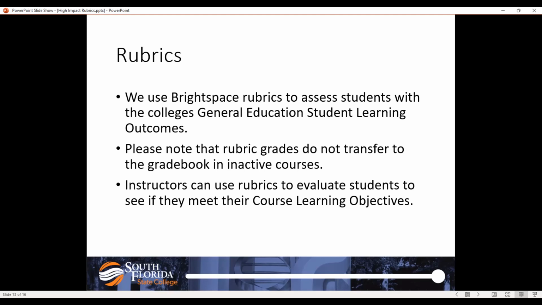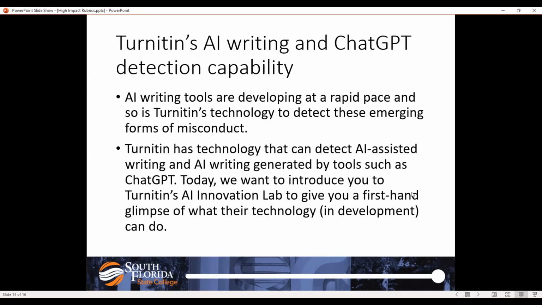And then I have another little subject that's kind of off topic, but it's in the news. Let me go and see this, Turnitin. AI writing and ChatGPT, they're developing detection capabilities. As AI writing tools are developing at a rapid pace, so is Turnitin's technology to detect these emerging forms of misconduct. Turnitin has technology that can detect AI-assisted writing and AI writing generated by tools such as ChatGPT. So they want to give you a little firsthand glimpse of what their technology can do. There's a little video from the developer of this new tool to detect the AI.